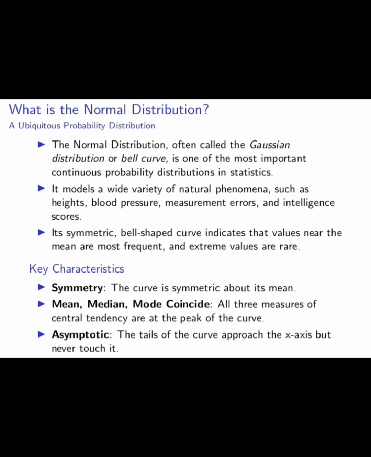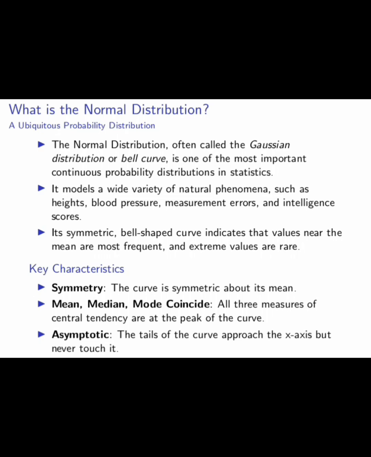It has a bell curve. That's the shape of the normal distribution. It is one of the most important continuous probability distributions that we have in statistics. It models a wide variety of natural phenomena such as height, blood pressure, and the likes.